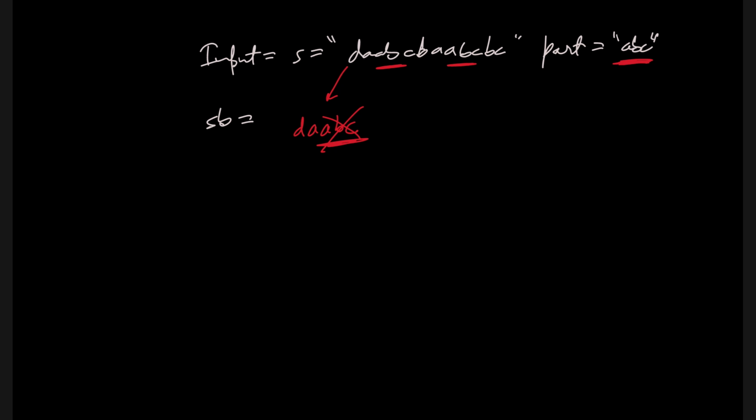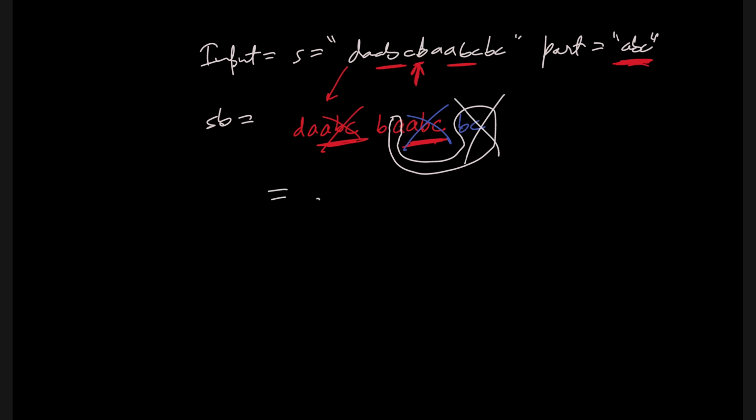Then we'll start with B here. From here again, B, A, B, C. Again we got our ABC here. We'll remove this one also. Then again we got A, B and C. So again we got our third occurrence, that is this one, so we'll remove this one also. So what we got is D, A, B.